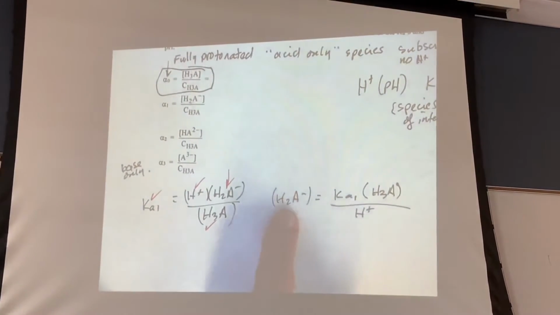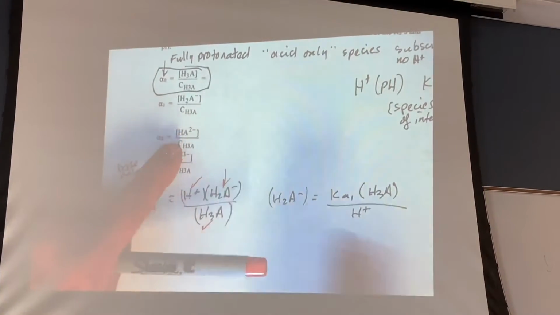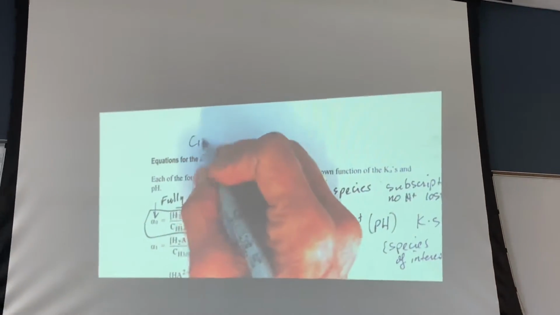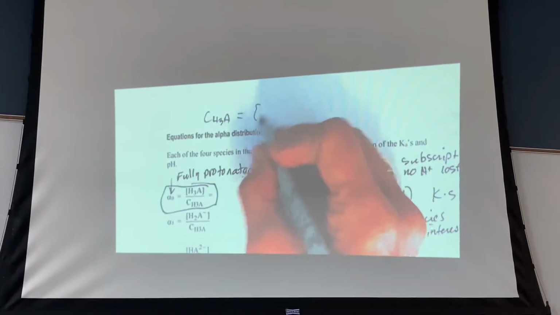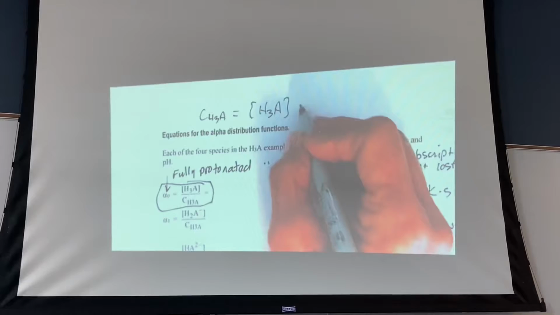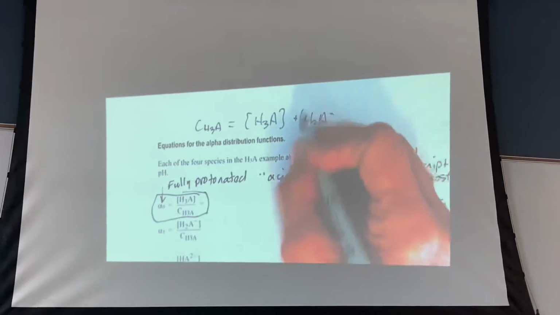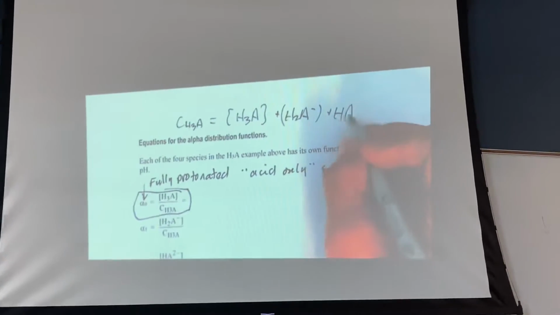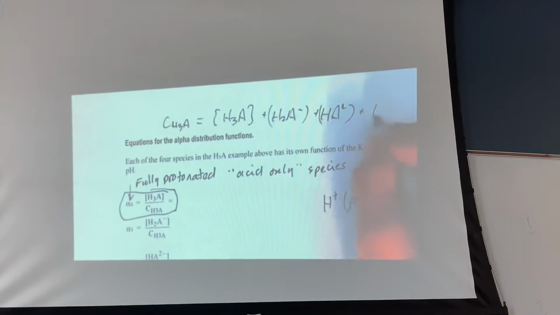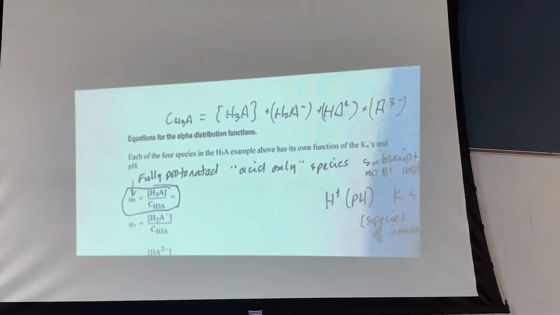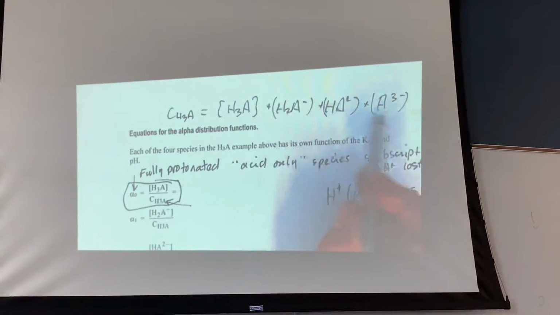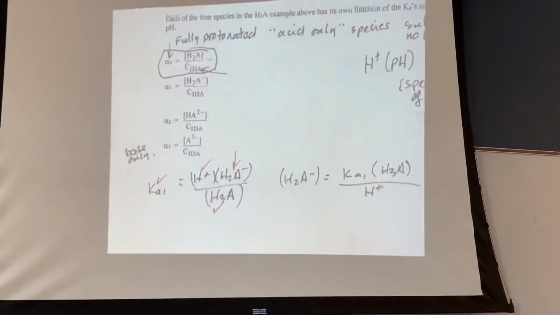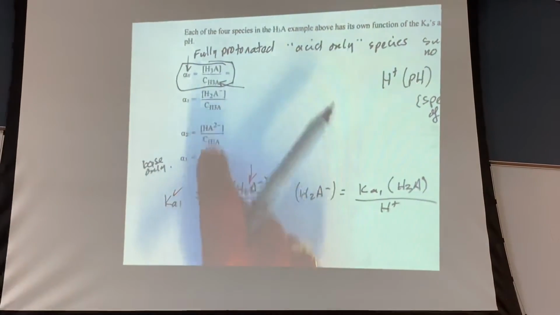And now I have an expression that will replace H2A in my C sub A expression. So C sub H3A, this is my total analytical concentration. Remember, it has all these species. So in order to find this denominator term here, I have to find each one of those terms, and then we're going to find each fraction.